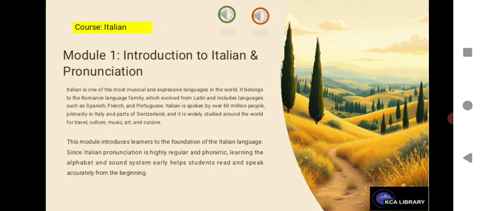This module provides learners with a solid foundation in Italian. Because Italian pronunciation is highly regular and phonetic, mastering the alphabet and sound system from the start allows students to read and speak accurately and confidently.